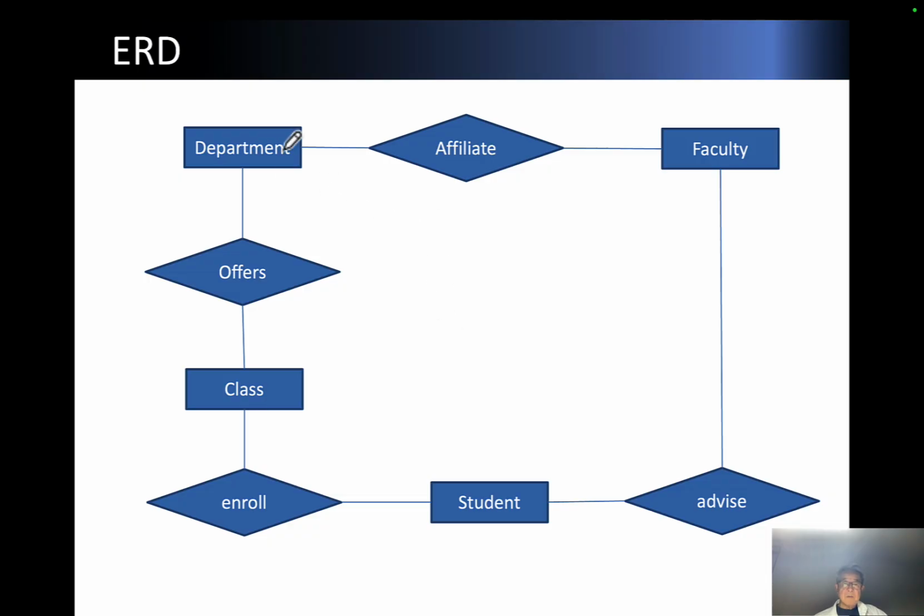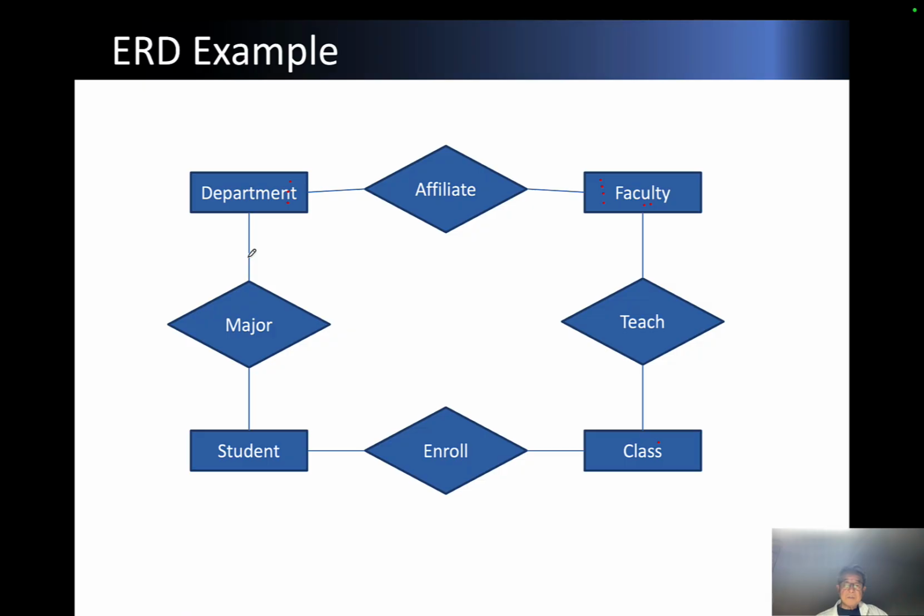So departments and faculty affiliation remain the same, and the department offers a class. So class is more related with the department. In the previous diagram, class was not directly related with the department, but in some cases we want to represent the relationship between class and department. Then you need to put another diamond here and link them. The matter is whether we want to represent that.